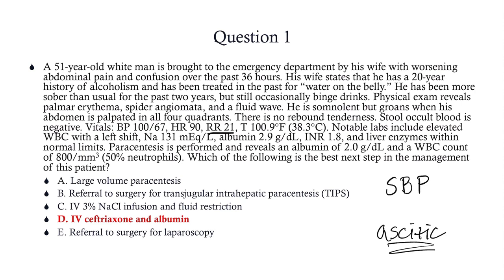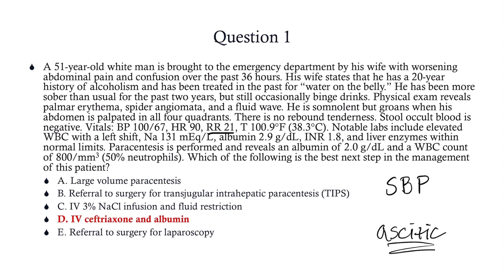So we do IV ceftriaxone and albumin to treat the infection and also to get more protein into the intravascular space. Remember that what happens with this particular kind of ascites is that you have a low concentration of albumin in the blood. And what's going to happen then is you're just going to get osmosis. So this is very similar to how edema happens, like peripheral edema.